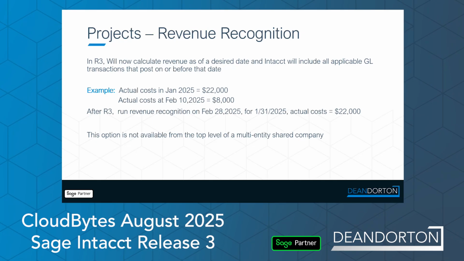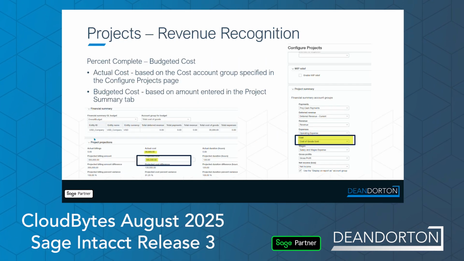These are some examples of how that's going to work here with some different calculations and things. If that's applicable for you, I'll let you take a look at the slides yourself on that one, if you don't mind. And then here, percent complete, budgeted cost, actual cost.